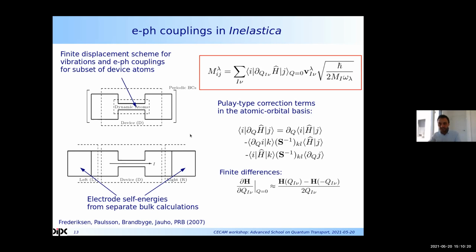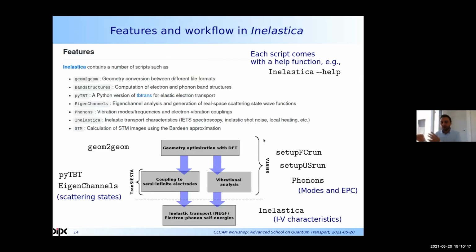And a little technicality of working in an atomic orbital basis is that when we displace an atom, we not only perturb the system, but we're also expressing the Kohn-Sham Hamiltonian in a different basis, the shifted one. And this leads to these Pulay-type corrections where we need to know a bit about how our overlap matrix changes when we move atoms. And this is a special run that one needs to carry out for doing these simulations.